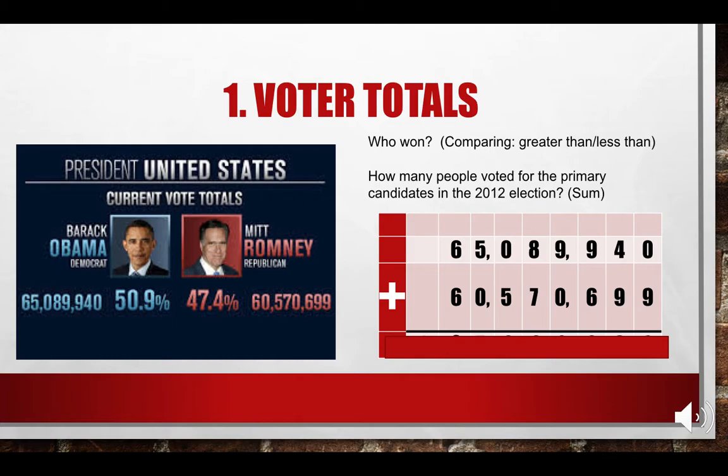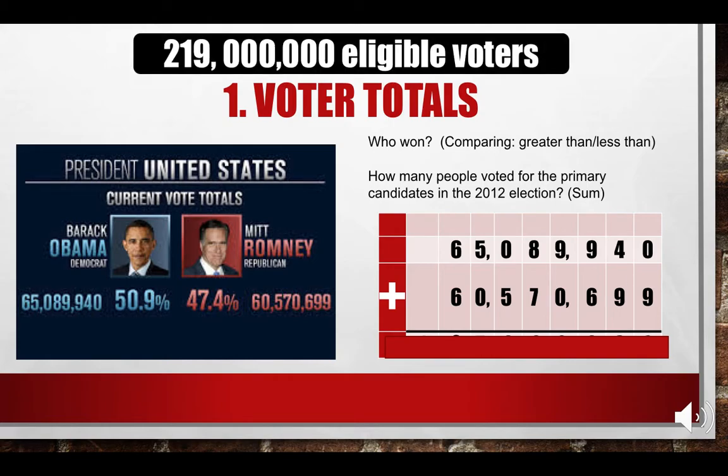Now, what we want to know is how many people actually voted for the primary candidates in the 2012 election. The term "how many" helps us realize we're looking for the sum, and the sum is the answer to what type of problem? An addition problem. Before we do that, I want you to know that in 2012, there were 219 million eligible voters. That means there were 219 million people who could possibly vote on that day. I want us to compare that number with the number of people who actually voted in 2012.